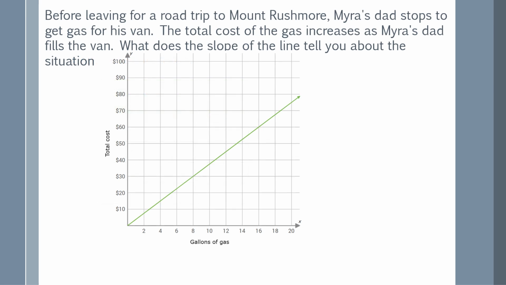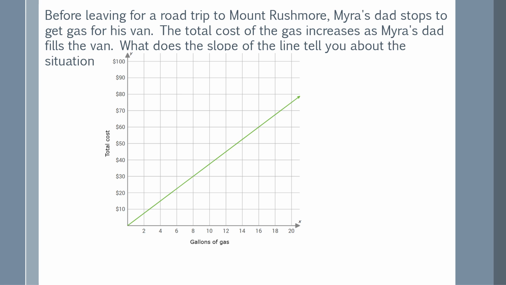Alright, so here's something interesting that we haven't really been doing in math class, because it's really not the nature. But because in your chemistry class, you're going to be dealing with a lot of graphs and analyzing graphs, we're going to have a discussion behind them. Alright? So let's do this problem together. Before leaving the road trip to Mount Rushmore, Myra's dad stopped at gas for his van. The total cost of gas increases as Myra's dad fills the van. What does the slope tell you about the situation?